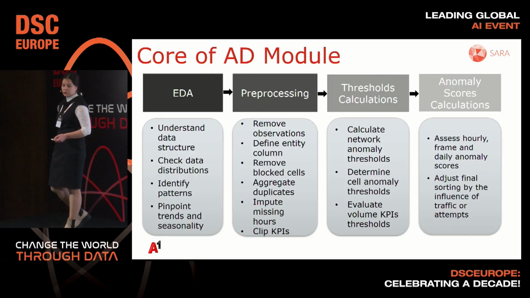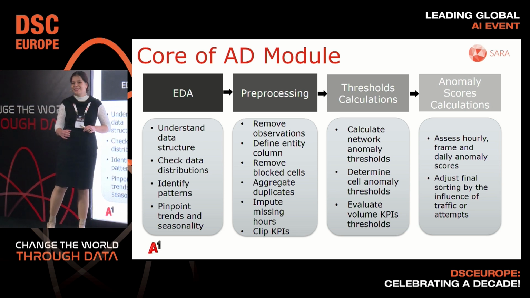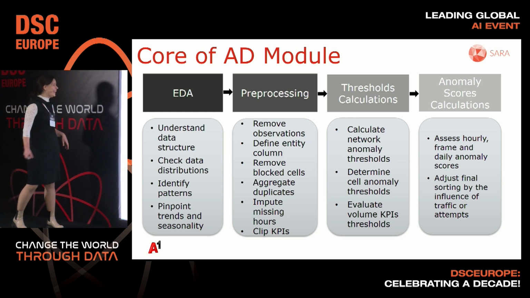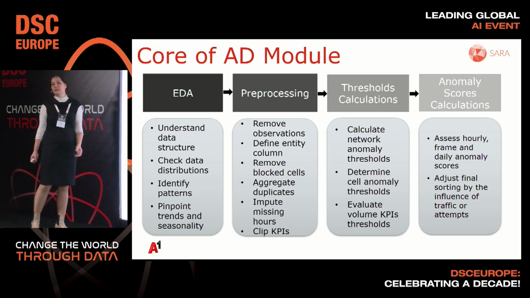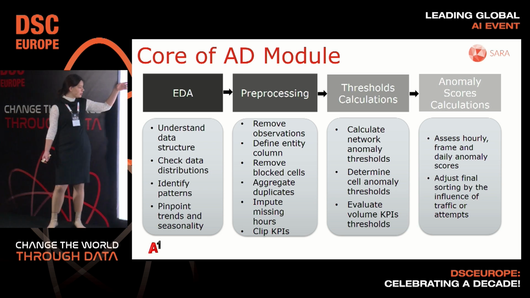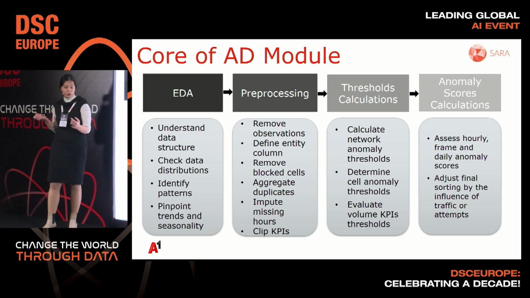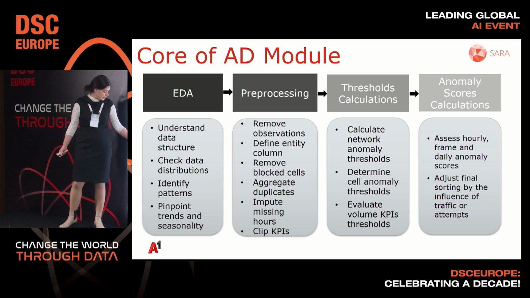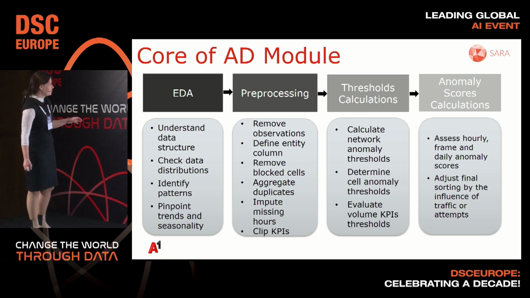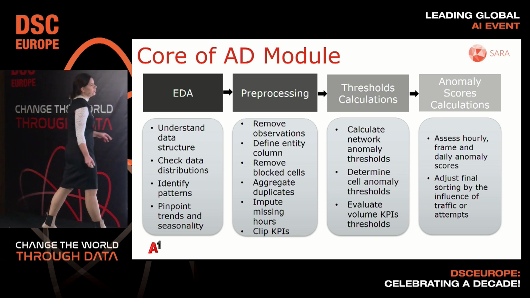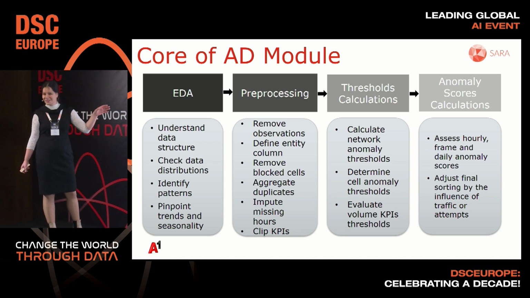Let's take a look at the core of our anomaly detection model. A robust method to tailor a vast amount of data. And there are 4 really interesting phases. The first one is something that we expect: exploratory data analysis, which helps us to understand data structure, to check data distributions, and finally to identify patterns, trends, and seasonality. As Jelena said, we have a lot of it. And when we are fine with it, we go to pre-processing to remove what we don't want, to clean the data. There is a lot of cleaning.